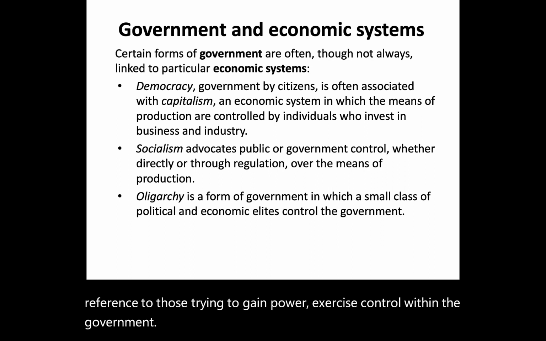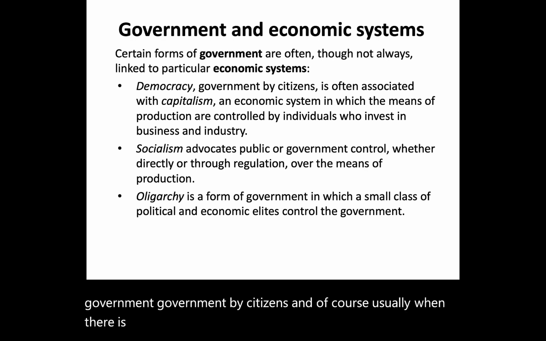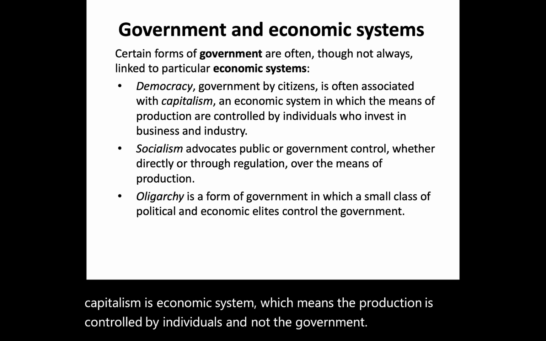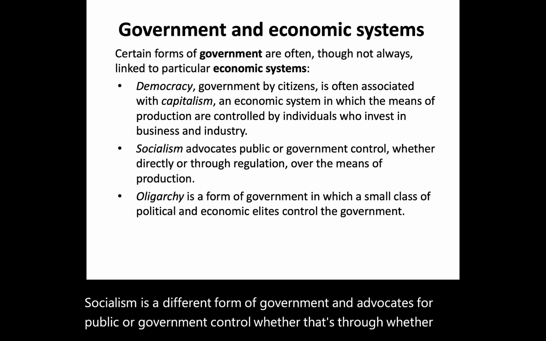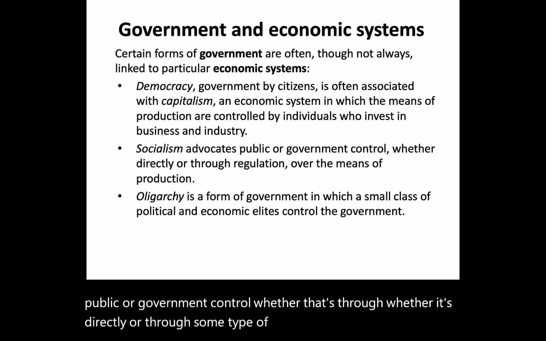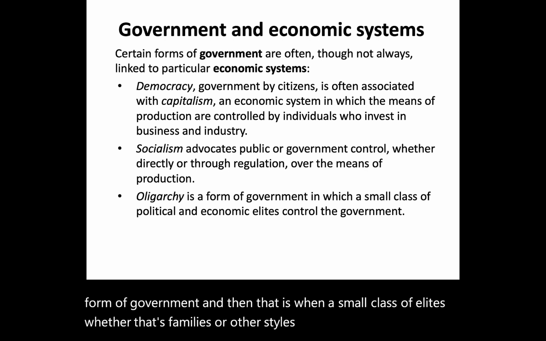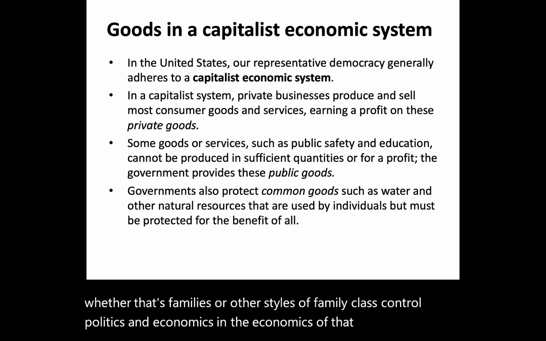So in government and economic systems, there are certain formats of government and economic systems that are functioning throughout the world. One of them is democracy, which is government by citizens. Usually when there is democracy, there's a format of capitalism. Capitalism is an economic system in which production is controlled by individuals and not the government. Socialism is a different form, which advocates for public or government control, whether directly or through some type of regulation. Oligarchy is another form of government, when a small class of elites, whether families or other classes, control the politics and economics of that government or country.